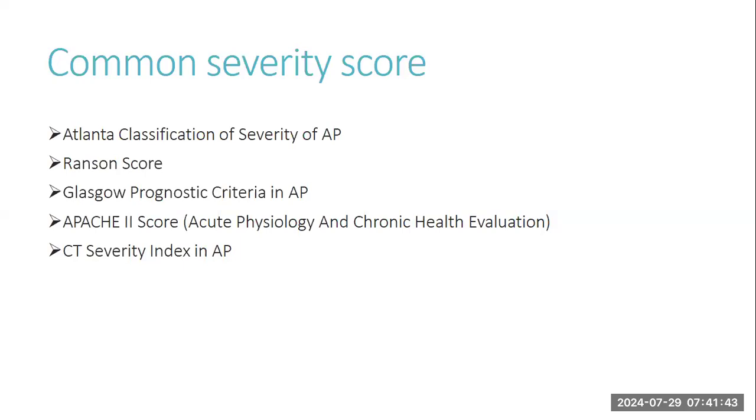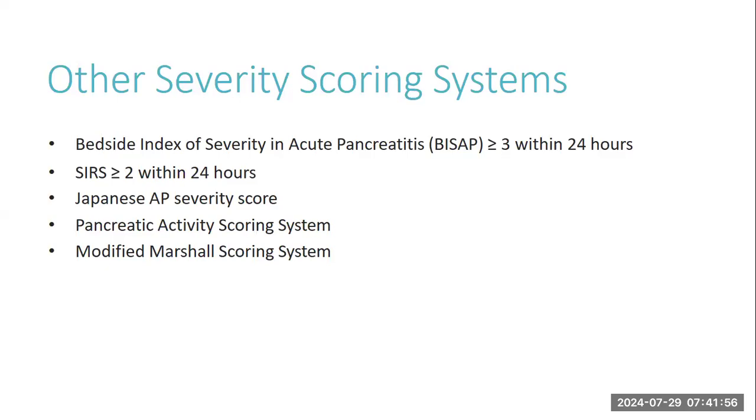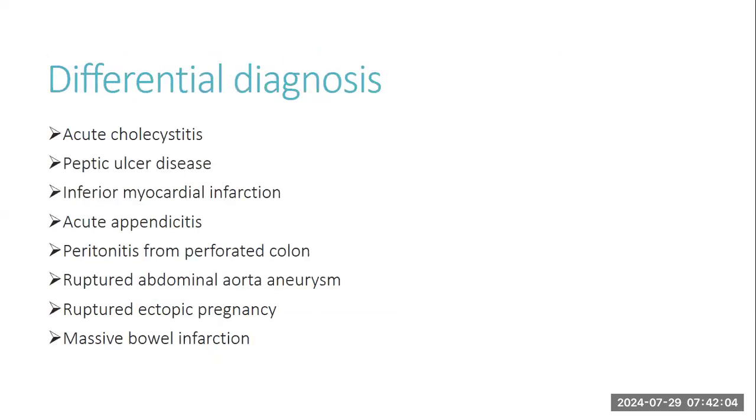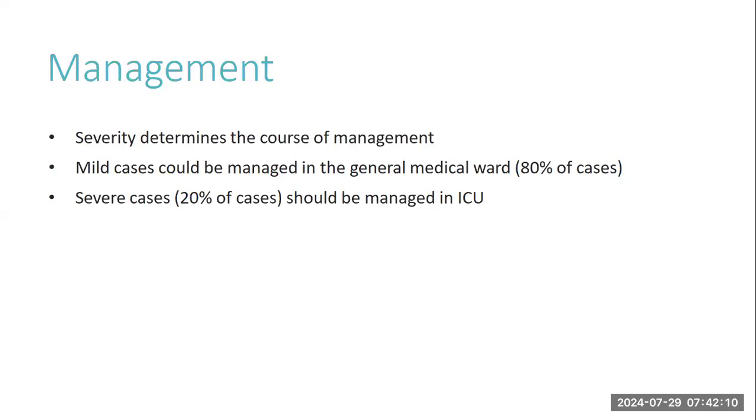The common ones are the Atlanta classification of severity, Ranson score, Glasgow prognostic criteria, the APACHE II score, and the CT severity index. These are some other ones not so common, and we have some single parameter biomarkers that, when elevated, are a pointer to increased severity.